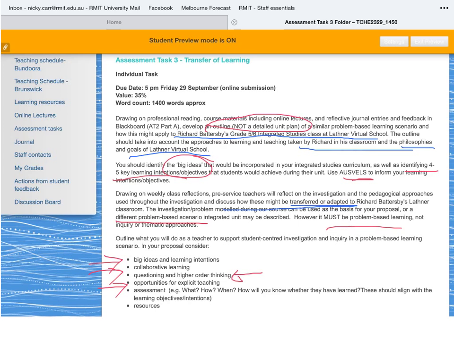How will you assess? What will you assess? How will you know whether the students have met your learning intentions? So what's the alignment between the assessment strategies that you put in place and the learning intentions? They need to be consistent, or aligned is a term that's used. And of course, what resources will you require?